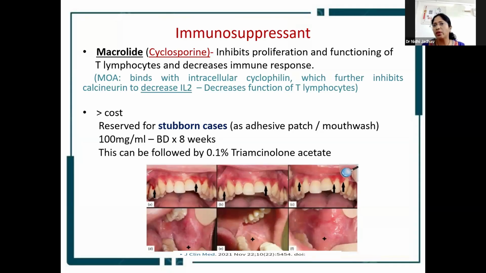That is cyclosporin, in the category of macrolide. It inhibits T lymphocyte functioning and proliferation and decreases the immune response. The use of cyclosporin is recommended only in topical form, but a little disadvantage is that it is a more costly drug. This should be reserved for stubborn cases, and it is also now available as mouthwash and adhesive patches. Once control of the lesion has been obtained, they can later be continued with 0.1% triamcinolone acetate.